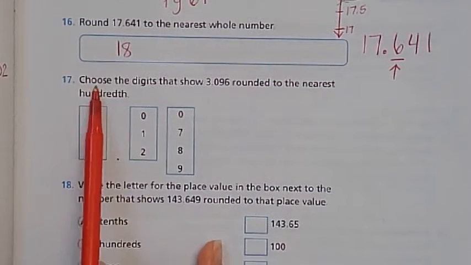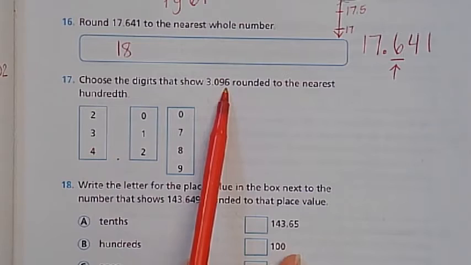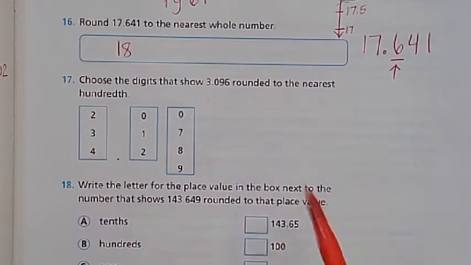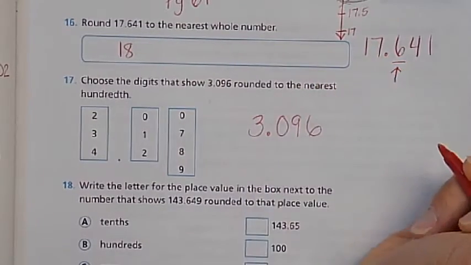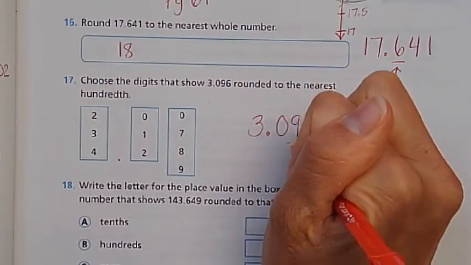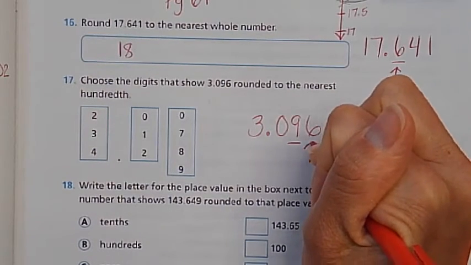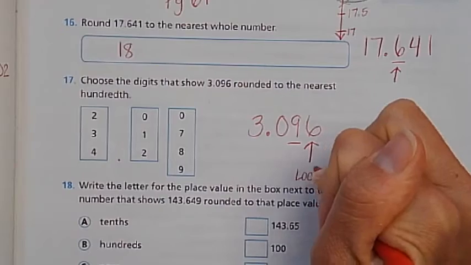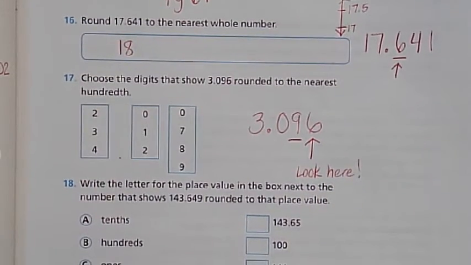This problem is asking us to choose the digits that show 3 and 96 thousandths rounded to the nearest hundredth. So I'm going to write this as 3.096. Here is the hundredths place. This is what I need to round to, but I am going to look at the place right behind it. I'm going to look at the 6, and that's going to tell me if I'm going to round up or round down to the next hundredth.